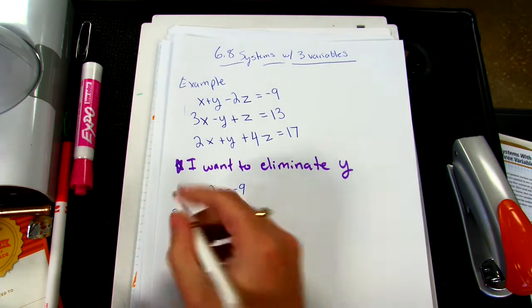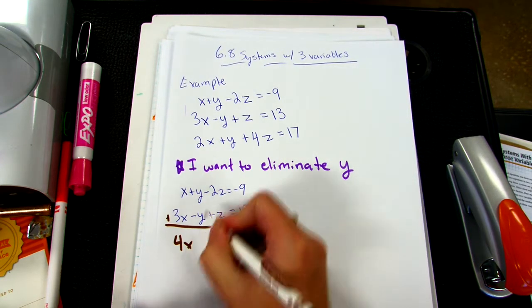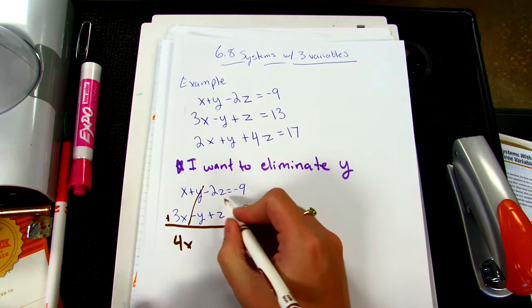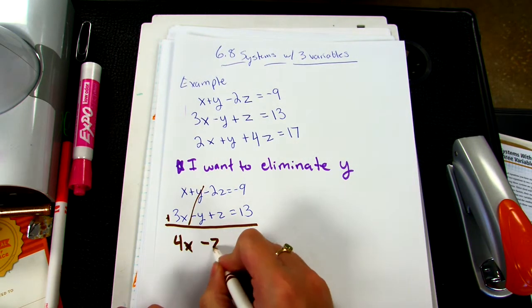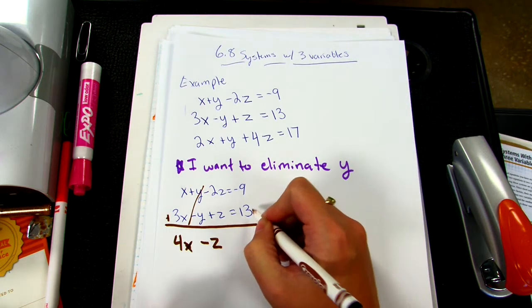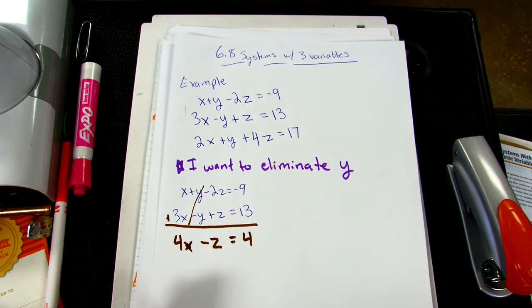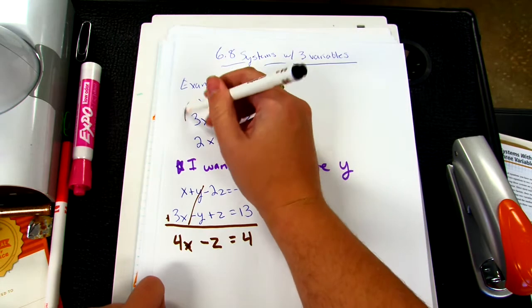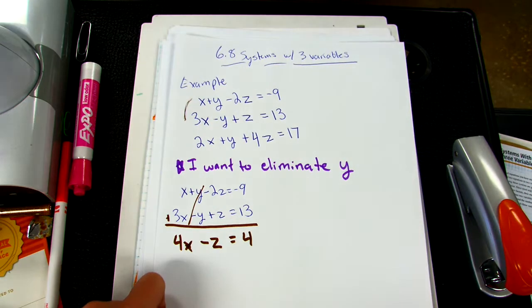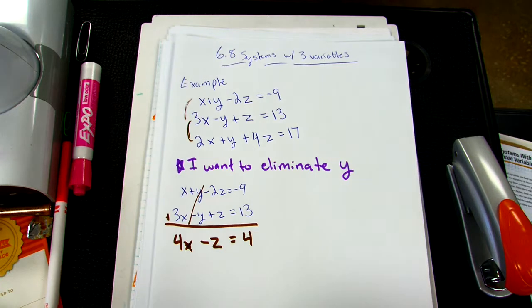We add those together. We get 4x, our y's cancel. That becomes negative 2z plus z is negative z. And then negative 9 plus 13 becomes 4. So we get that equation. That came from doing the first two. Now I'm going to take the second two and eliminate y again.